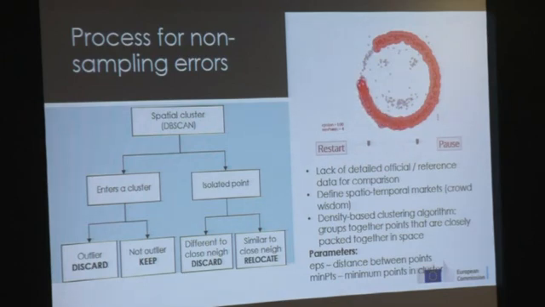It works like we show in this tree. We run DBSCAN for spatial clustering. Some points enter a cluster, and then we can discard them or keep them if they are detected as an outlier. And some points remain isolated at first. Then we check if the value is similar to other clusters in the neighborhood. Then we keep and relocate them, otherwise we discard.